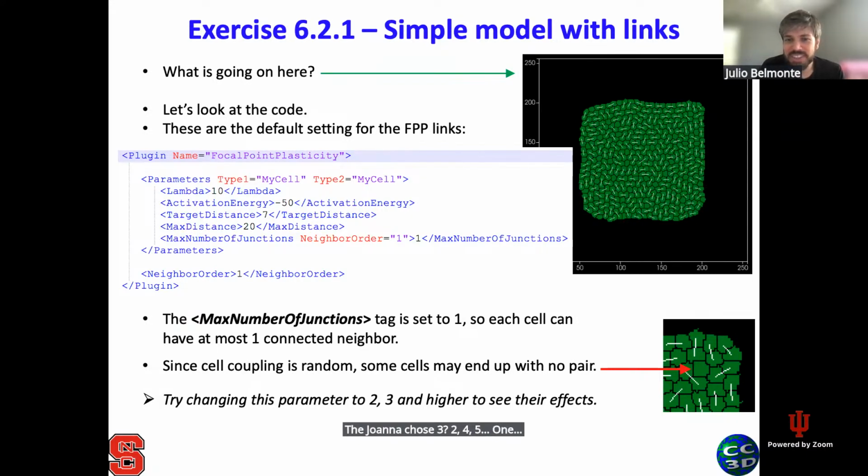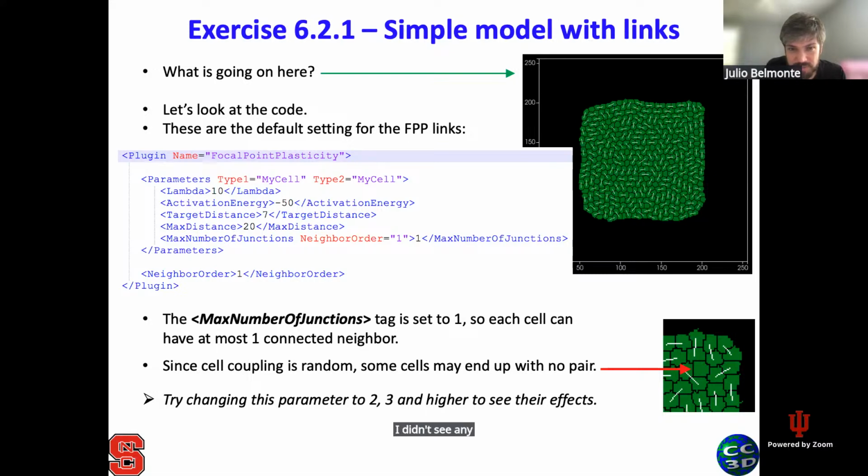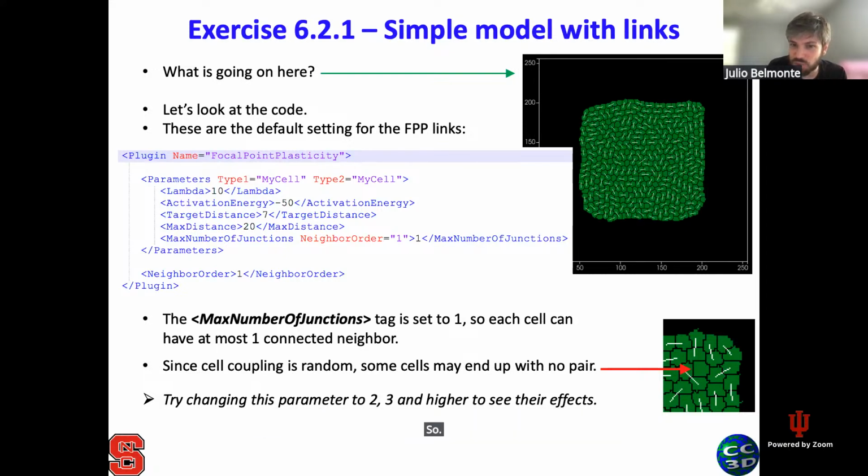How do you know it's 3? Because you can see a cell with up to 3 junctions, right? So that's actually the maximum that you can have. So the maximum number of junctions is going to be the maximum. I mean, you see some cells with just 2 junctions. I didn't see any cell with only 1, but you never see a cell with 4 junctions, right? So most of them are either 2 or 3. So she probably used 3.